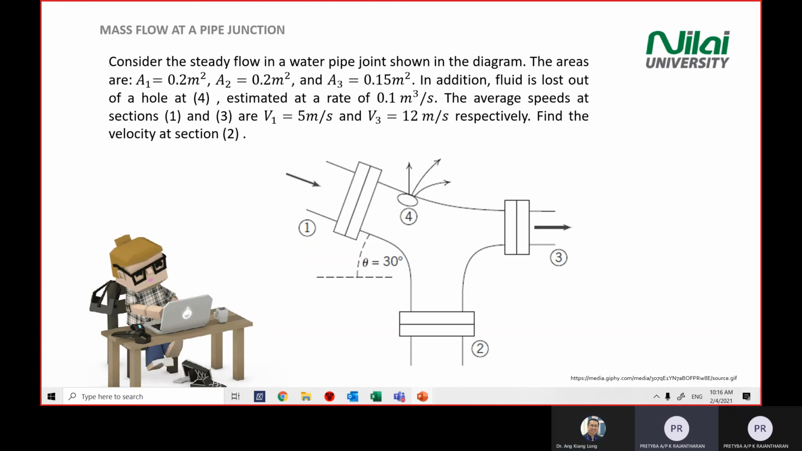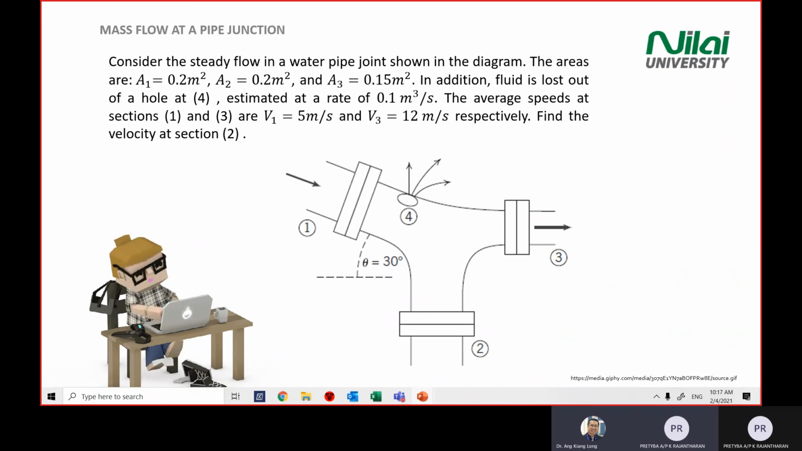The average speed in sections 1 and 3 is given, and we need to find the velocity at section 2. So you will have one inlet and three outlets. Inlet number 1 is your input, and 2, 3, 4 are the outlets. Number 4 is a leak, number 3 is a normal outlet, and we want to find the velocity at point number 2.